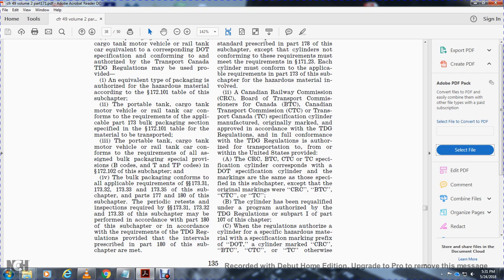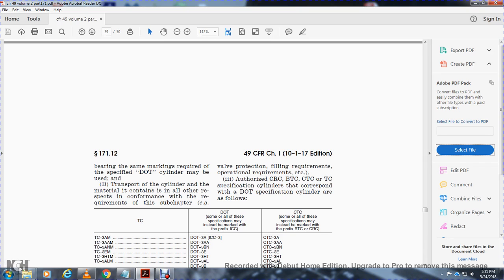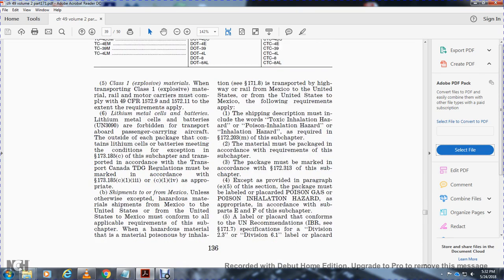When the regulation authorizes a cylinder with a specified material specification, the cylinder marks CRC, BTC, CTC, TC, otherwise bearing the same markings required of the specification, may be used for transportation, provided all other requirements in this chapter conform, such as valve protection, filling requirements, operational requirements, etc. CRC, BTC, CTC, TC specification cylinders corresponding with the DOT specification cylinders are as follows.